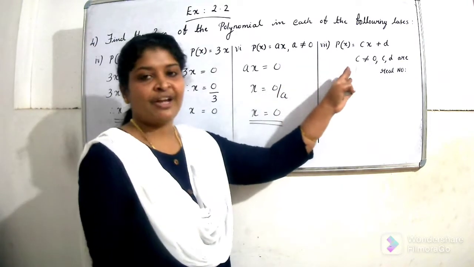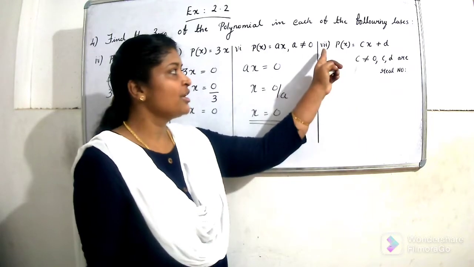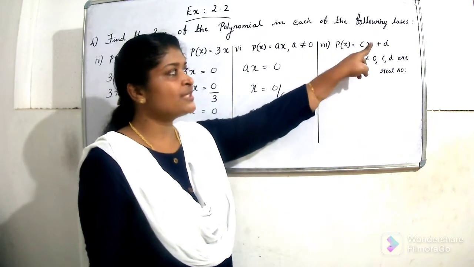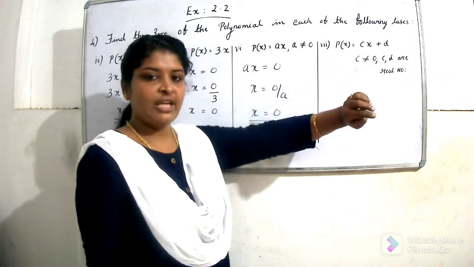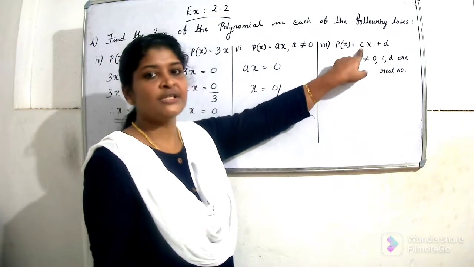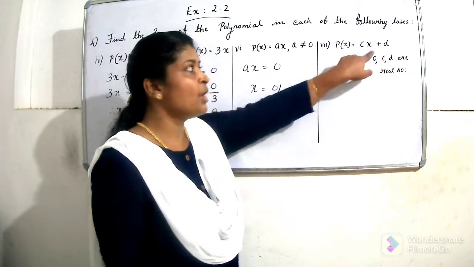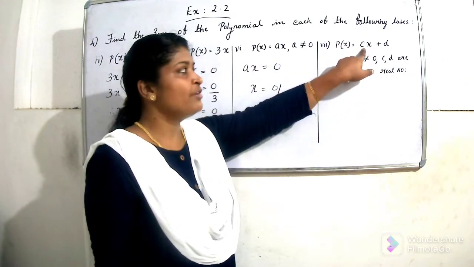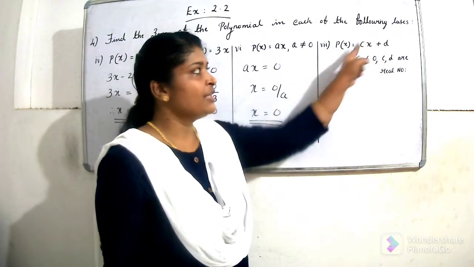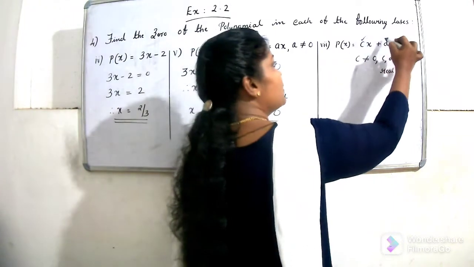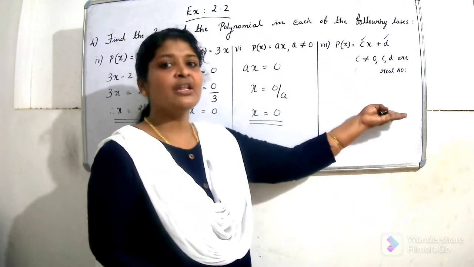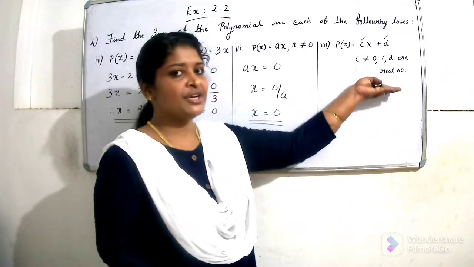Now last and final question from that exercise, question number 7. P of x equals cx plus d, and they gave the condition c not equal to 0, because if we take c as 0, this term becomes completely 0, no? That is why they gave the condition. Then c and d are numbers, and this is the variable. So c and d can be any real numbers. That is the condition they gave.